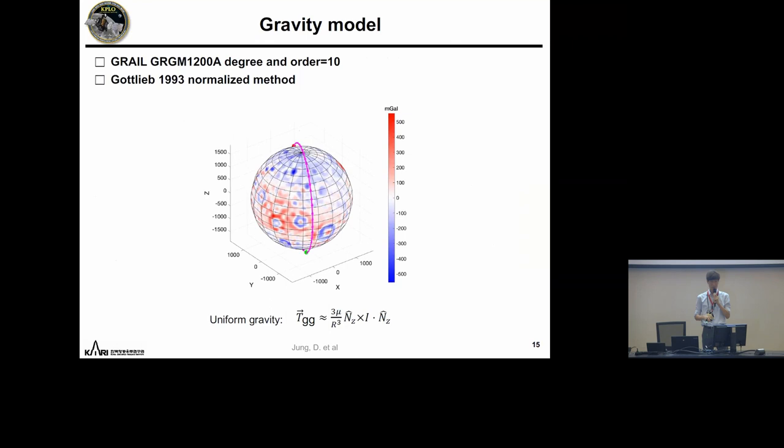We also assume a gravity model at first, but as I'll explain later, our data can show that it's kind of observing the gravity model as well. So for this study, we assumed the GRAIL 1200A model. I know there's a more recent one, but up to order 10 only, because MATLAB gets really, really slow if you do any more than that.